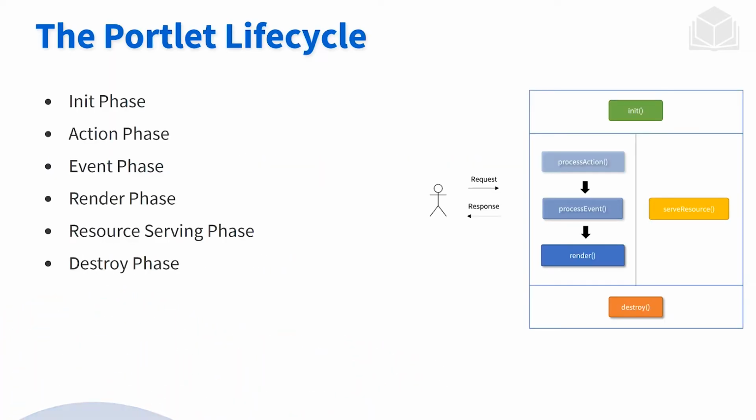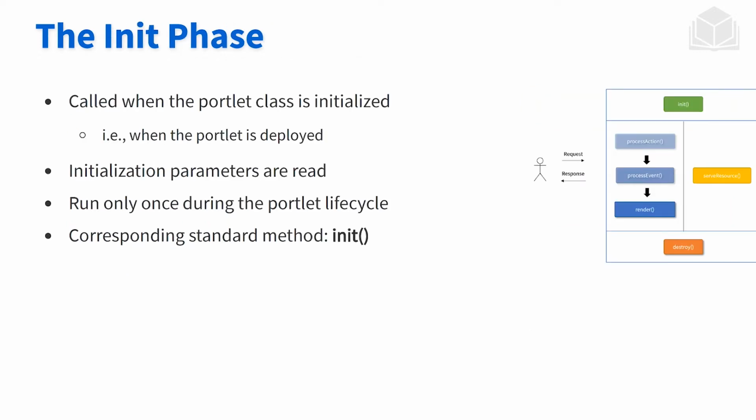In the Portlet Lifecycle, there are 6 main phases, or 6 big phases, that a portlet may or may not go through depending on which phase we're talking about. Let's start off with the most important. This is going to be the init phase.